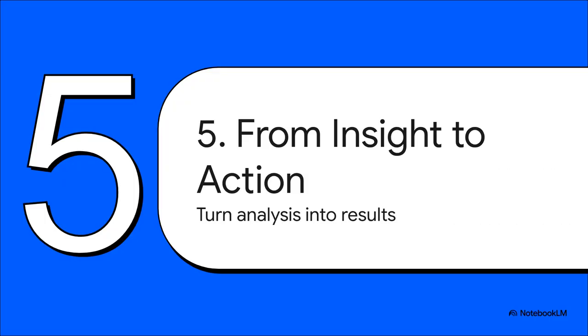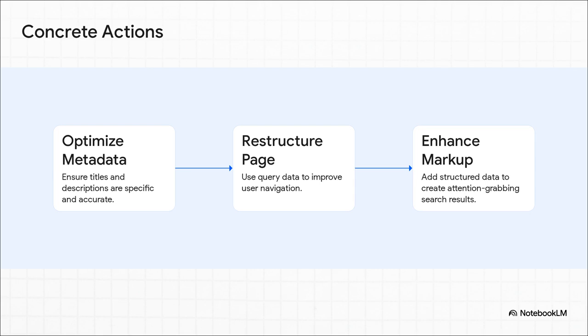But look, identifying these quadrants is only half the battle, right? Now let's talk about the really important part, turning all this analysis into actual measurable results. So where do you even start? Easy. First, go tackle your CTR challenge by optimizing your metadata, make those titles and descriptions irresistible. Second, address your improvement zone by using that query data to restructure your pages to better match what users want. And third, make your opportunities pop by enhancing your structured data to really grab attention in the search results.